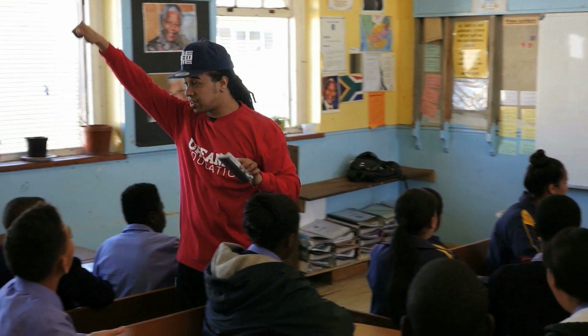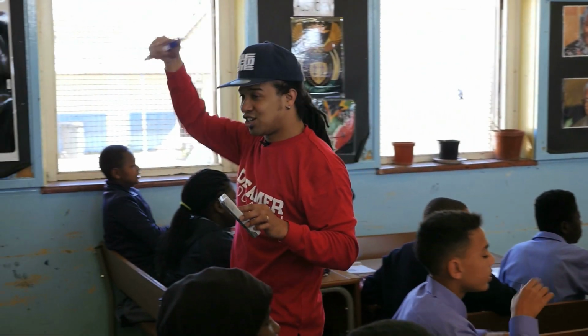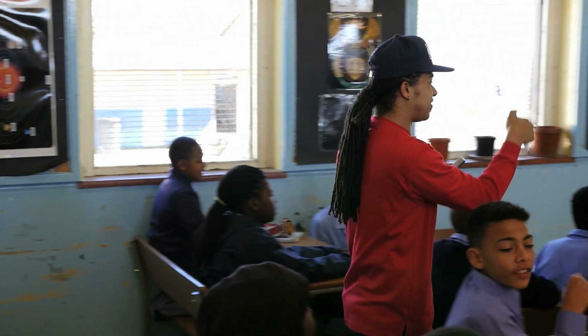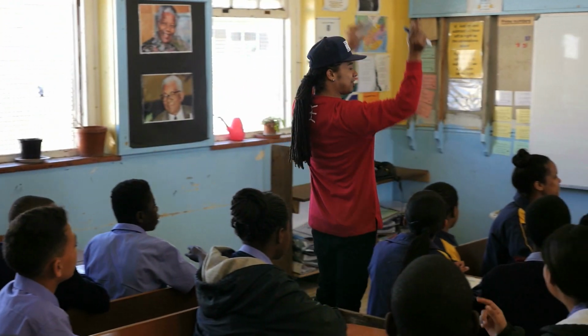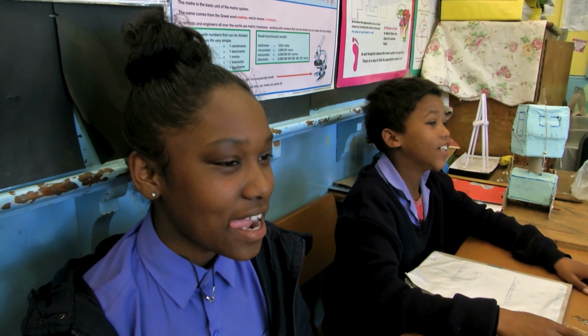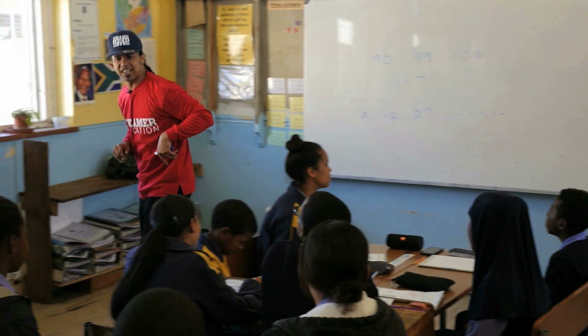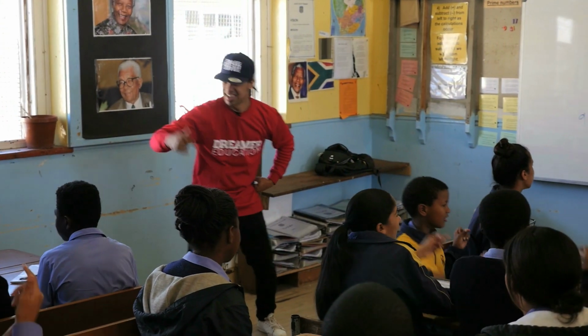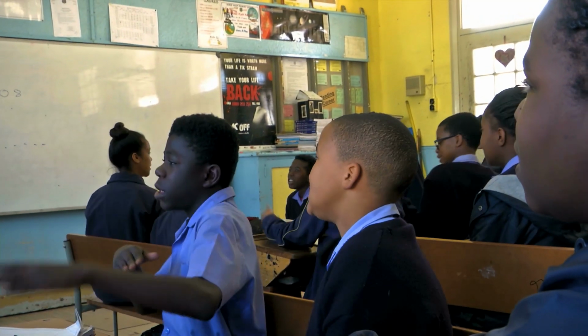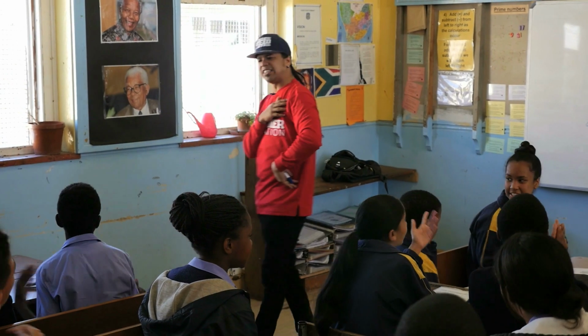5, 6, 7, go. 9, 18, 27, 36, 45, 54, 63, 72, 81. Okay. Now we're going back to 9 again, okay? Yes, sir. Okay, let's go. 5, 6, 7, go. 18, 27, 36, 45, 54, 63, 72, 81.